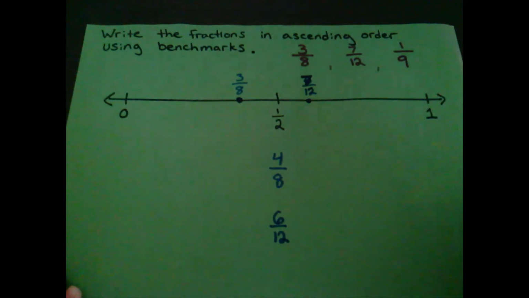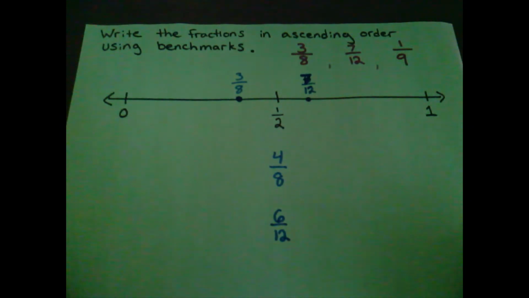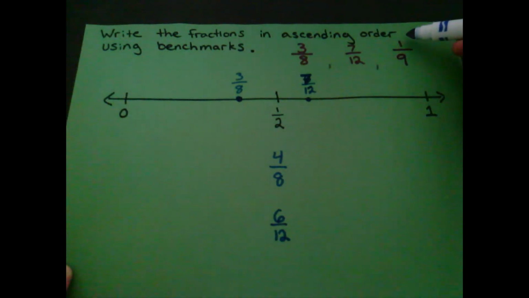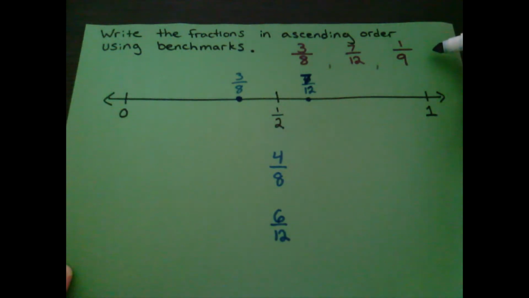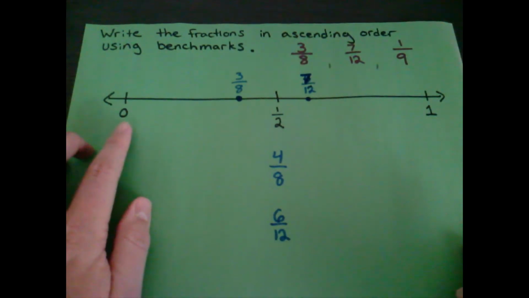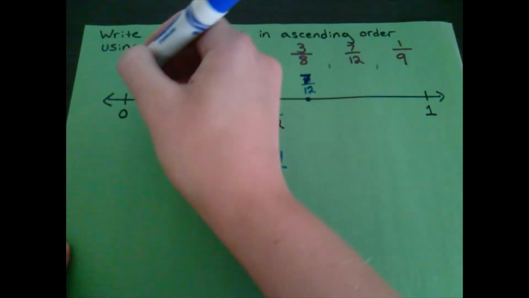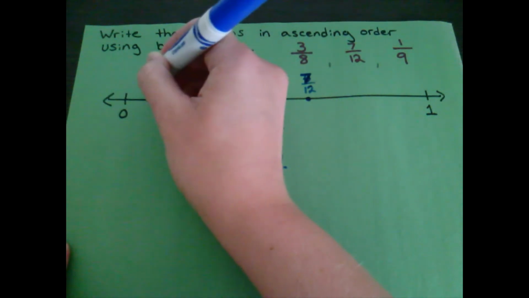All right, the last fraction we have is 1/9. Is 1/9 close to 0, 1/2, or 1? 1/9 is close to 0. Very good. How did we get that? Because the numerator is really close to 0, and it's really far away from the denominator. For instance, if the denominator is really big and the numerator is really, really small, we're going to know that it's closer to 0. Okay, so 1/9 would probably be around right here.